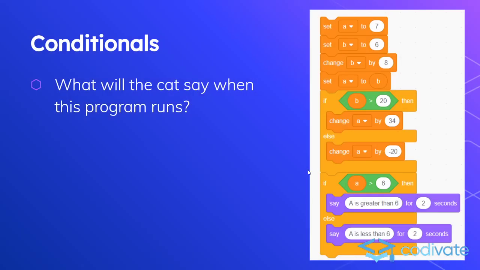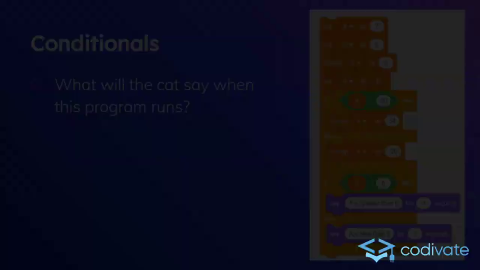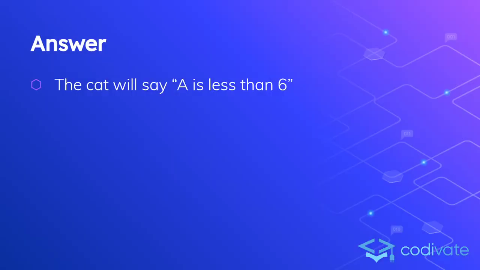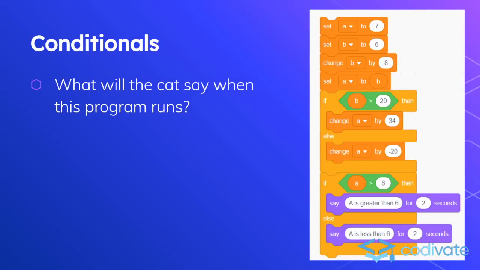Next one. What will the cat say when this program runs? So the answer is, the cat will say A is less than 6. And let's walk through the code to find out why. The tricky thing here is that we have different variable names in these blocks. The first one is a set A and set B. So A right now is 7 and B is 6.